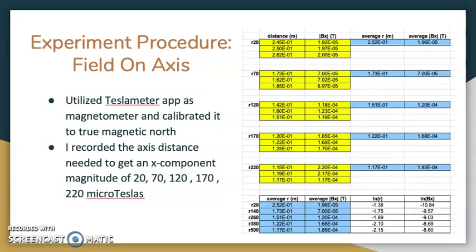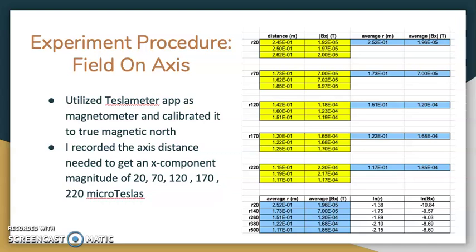So for this experiment, I utilized the Teslameter app as my magnetometer and calibrated it to the true magnetic north according to the Earth's magnetic field. Using this, I was able to record the axis distance needed to get an x component with the magnitude of 20, 70, 120, 170, and 220 microteslas.